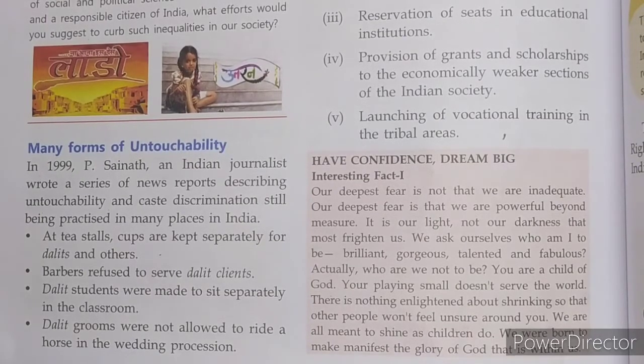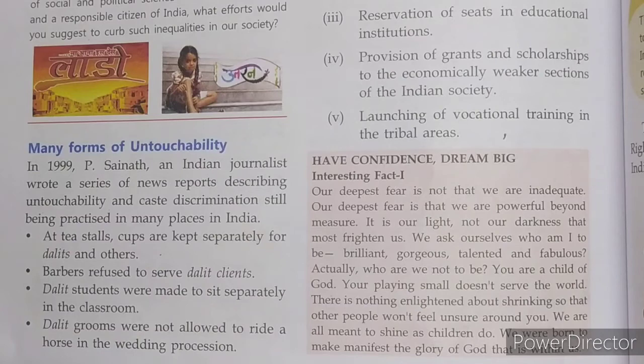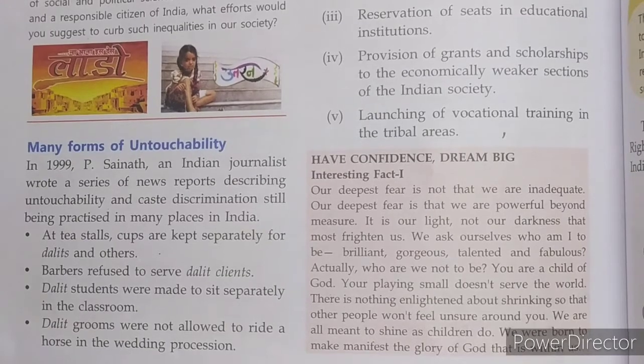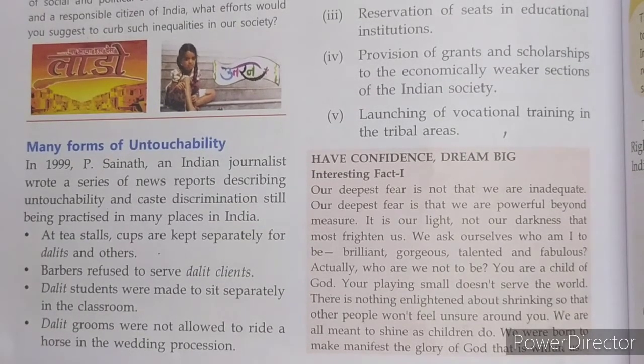In 1999, P. Sainath, an Indian journalist, wrote a series of news reports describing untouchability and caste discrimination still being practiced in many places in India. Some examples: at tea stalls, cups are kept separately for Dalits and others. Barbers refused to serve Dalit clients. Dalit students were made to sit separately in the classroom. Dalit grooms were not allowed to ride a horse in the wedding procession. All these are examples of the various types of discrimination that prevail in our society.